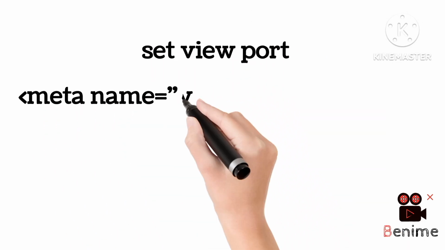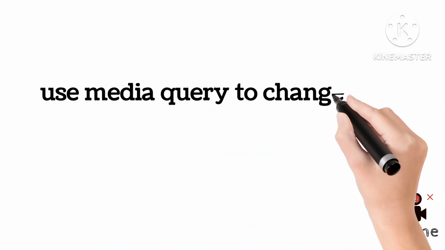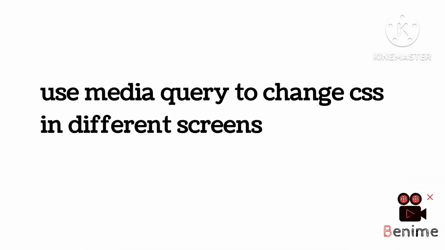Firstly, you will need to set up the viewport like shown on the screen. You will give a meta tag. In that you will give name viewport, content width is equal to device width, initial scale is equal to 1.0, or you can give 1 as well. Then after that you will use media query to change the CSS in different screens.